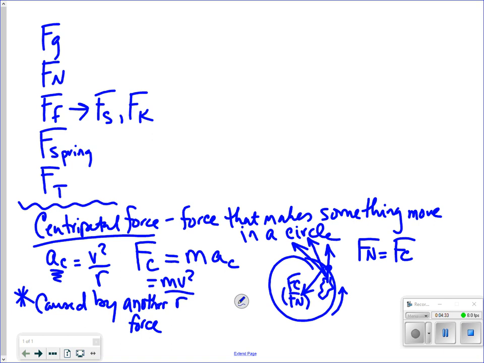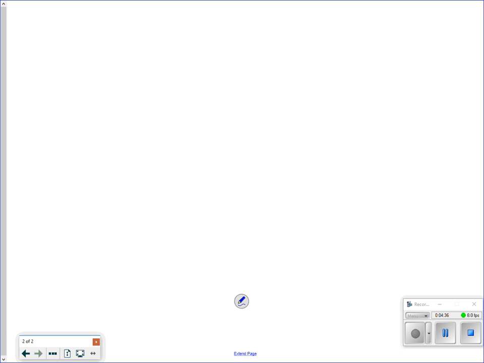All right, what I want to focus on today are what are known as free body diagrams, or sometimes force body diagrams, but I call them free body diagrams.